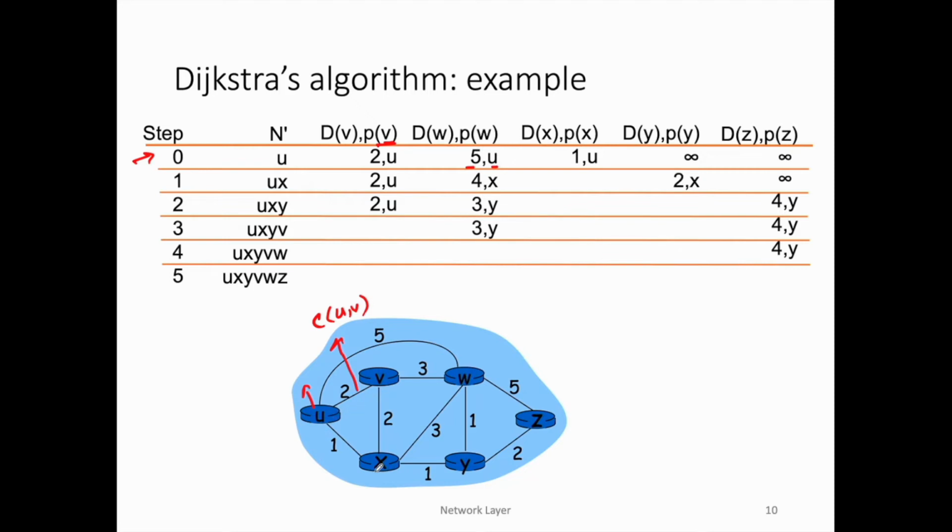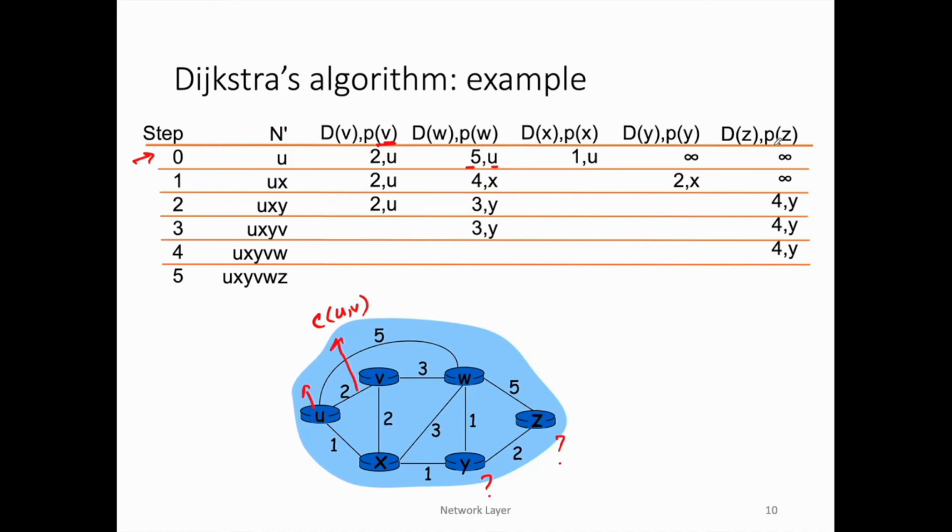And what is the cost to reach x? Since x is also a direct neighbor of u, the cost to reach x is 1, and the predecessor node is u itself. So what do you think is the cost to reach y in this initialization step? We don't know, right? Its cost is infinity. Why? Because y is not a direct neighbor of u, and similarly z is not a direct neighbor of u. So the cost to reach y and z is infinity.